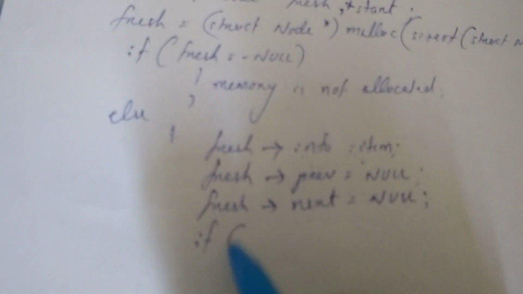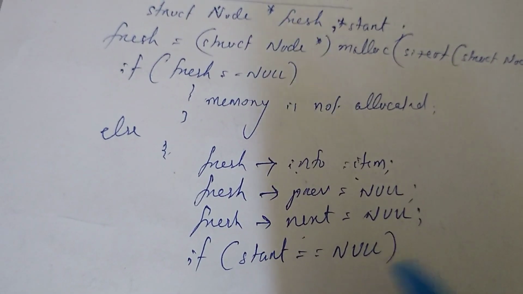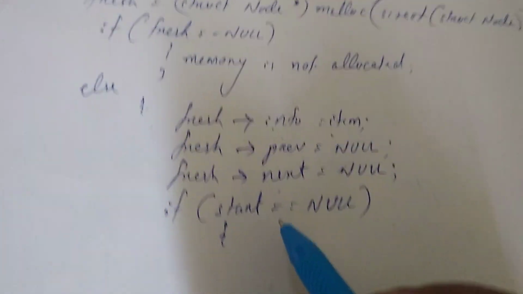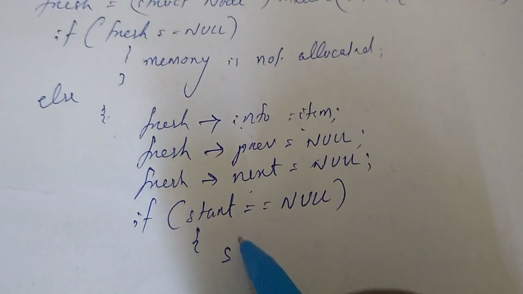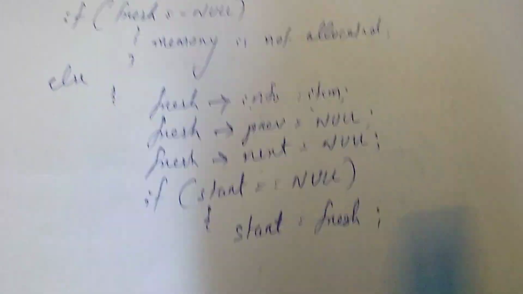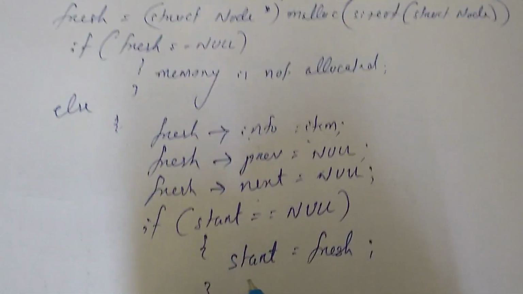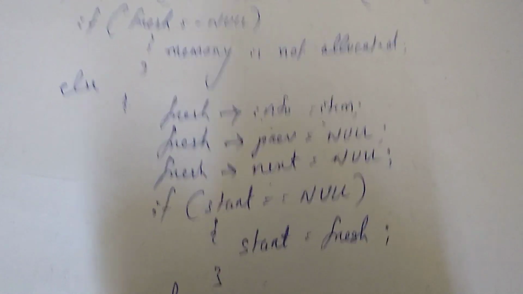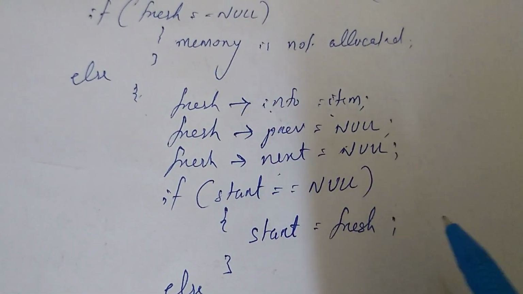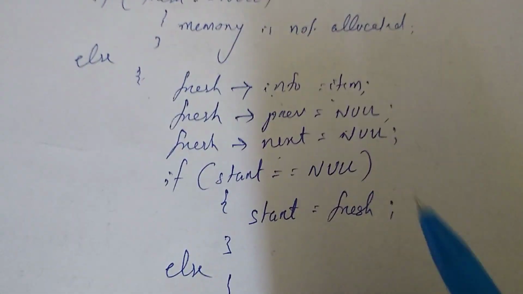If you want to create a double linked list, you have to check if start equals null. If start equals null, that means the list is not there, so simply we write start equals fresh. The list is created. Else, if start is not equal to null, that means a list is already existing.